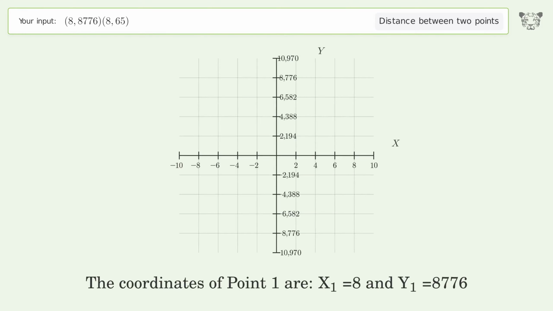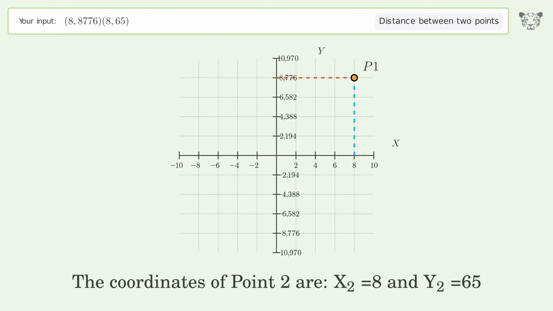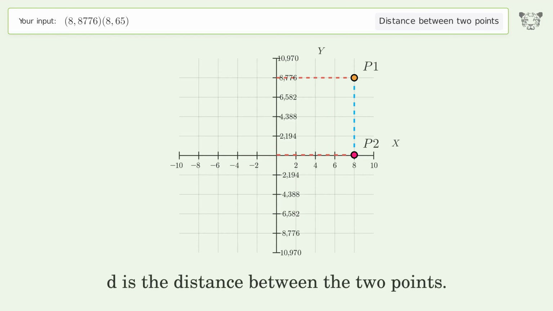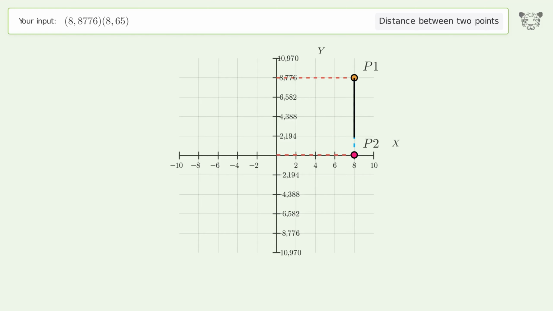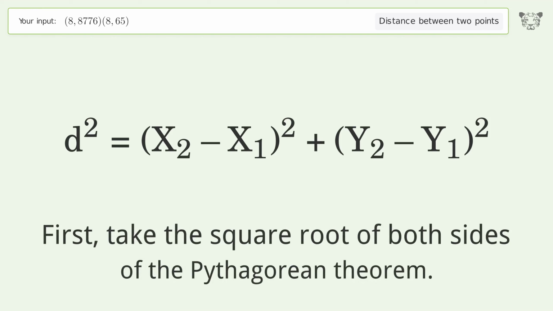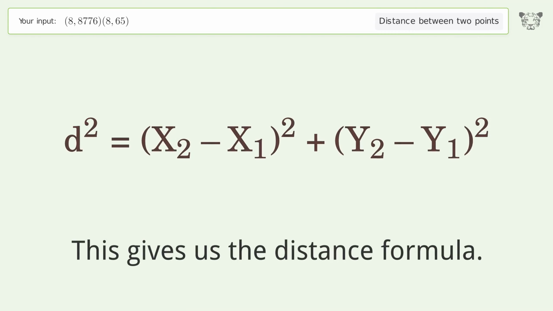The coordinates of point 1 are x1 equals 8 and y1 equals 8,776. The coordinates of point 2 are x2 equals 8 and y2 equals 65. D is the distance between the 2 points. First, take the square root of both sides of the Pythagorean theorem. This gives us the distance formula.